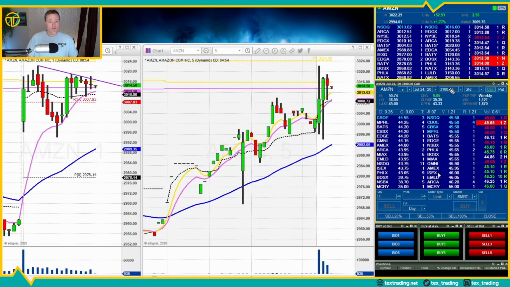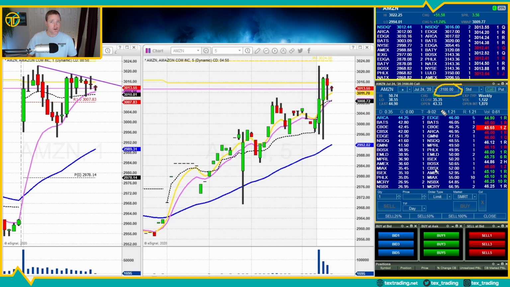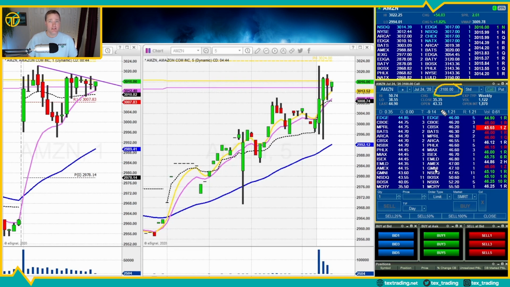Also, 3,100 being a very big whole number, those contracts will typically trade more volume. So it's going to be tighter spreads, better liquidity in those contracts. So it will be a little bit easier to trade those contracts, even though they're pretty far out of the money. But for the most part, I'm never going that far out of the money. So this is a little bit of an exception, also given this particular setup that is really, really good.